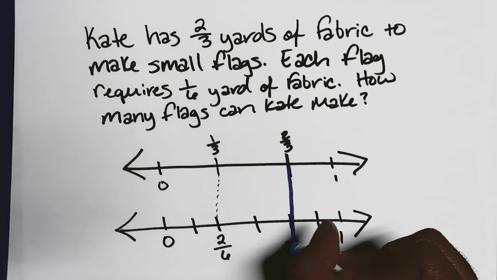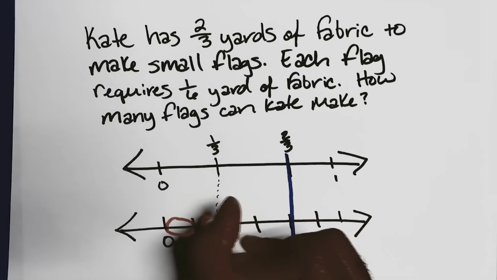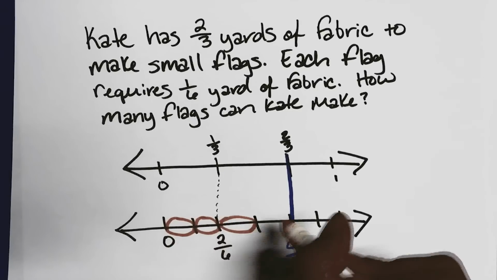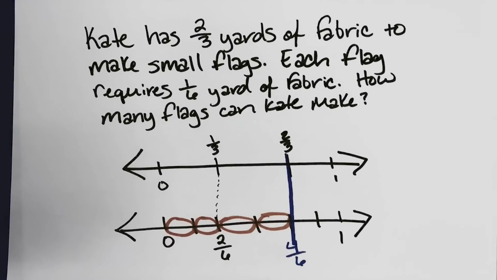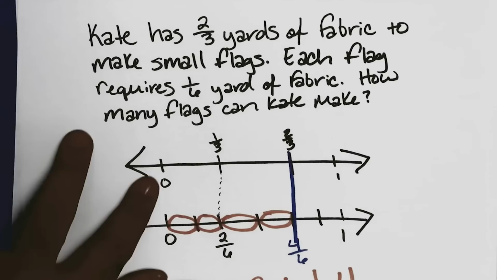Correct. This represents 4/6. So now I can figure out how many 6 are in 2/3. So I'm going to start circling. Here's 1/6, another 6, another 6, and another 6. So how many 6 are in 2/3? Correct, 4. So let's bring it all together. So I know that I have 2/3 yards, and I'm going to divide that by 1/6, and that equals 4.